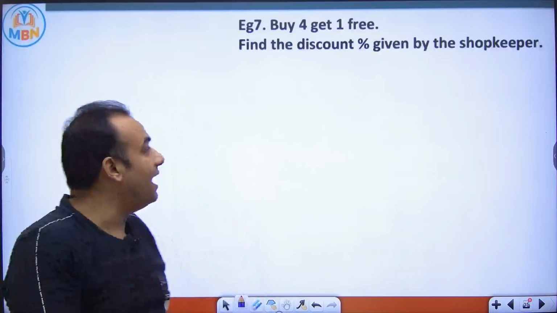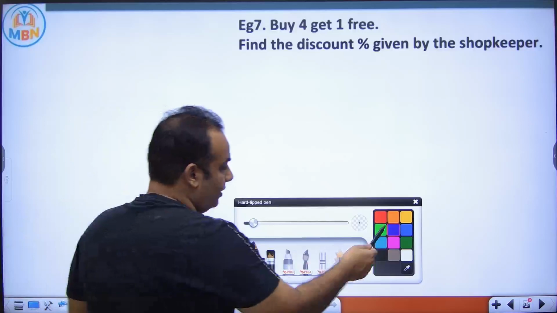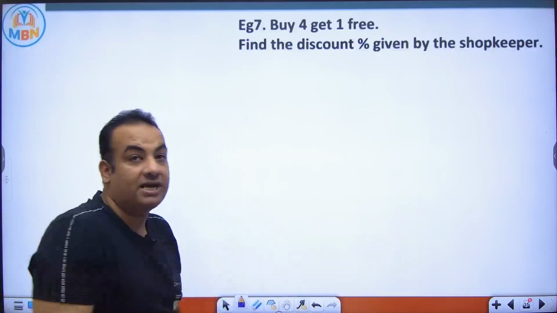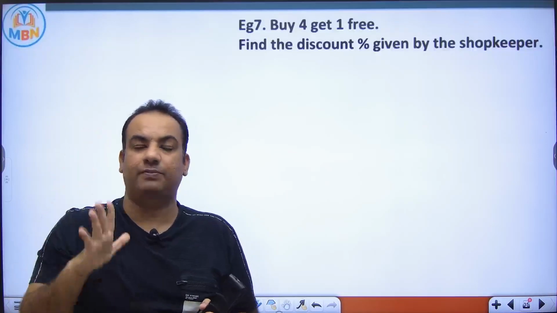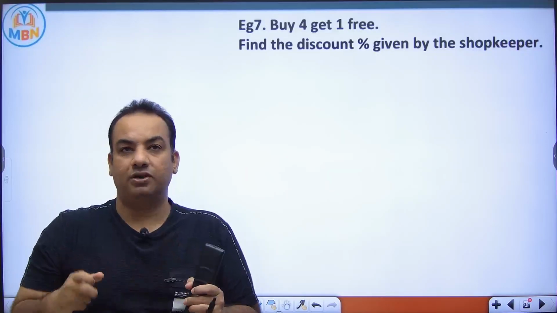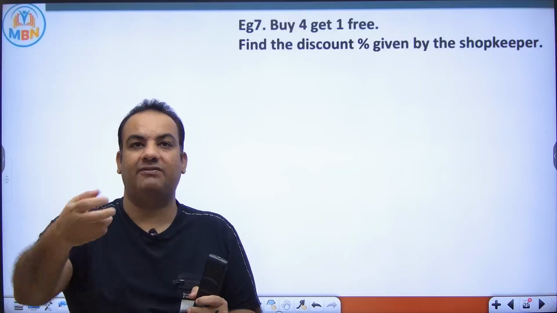Whenever I say buy 4 get 1 free, what is the discount? Now see, suppose I go to a shop to purchase 5 pens and the cost of 1 pen is 1 rupee, and there was no offer. So I have to give 5 rupees to the shopkeeper and I will get 5 pens.